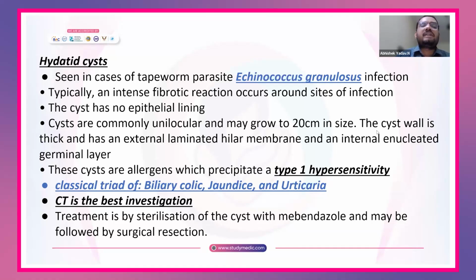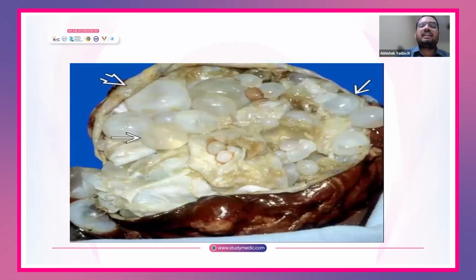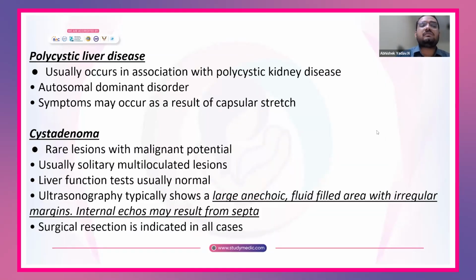CT is the best investigation of choice to identify a hydatid cyst, and treatment usually involves first the sterilization of the cyst. We make it non-infective and non-allergic by giving mebendazole initially, followed by surgical resection. This is a picture of multiple hydatid cysts inside the liver.